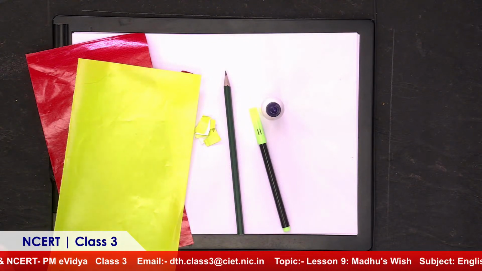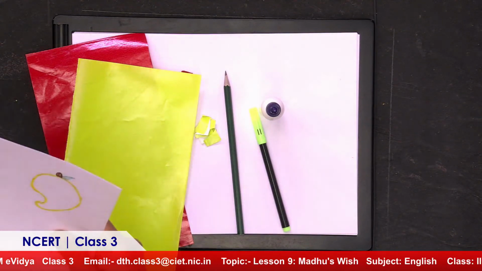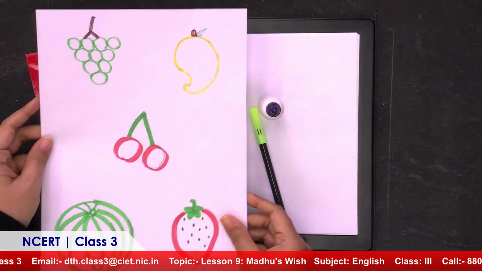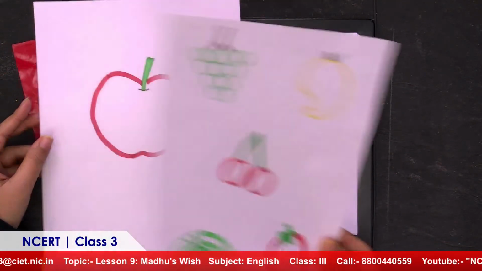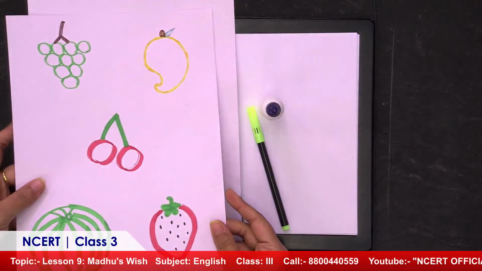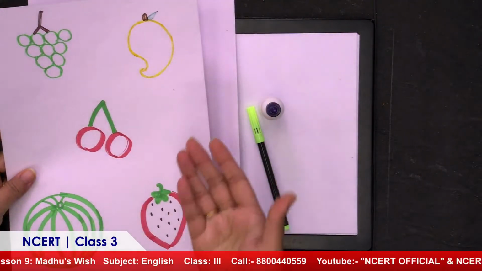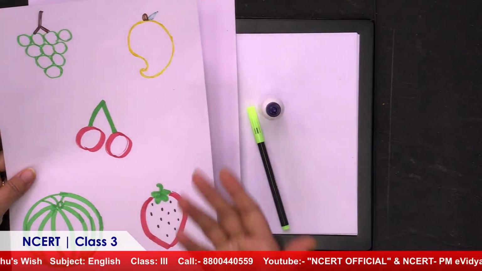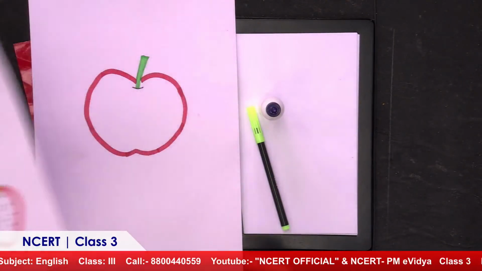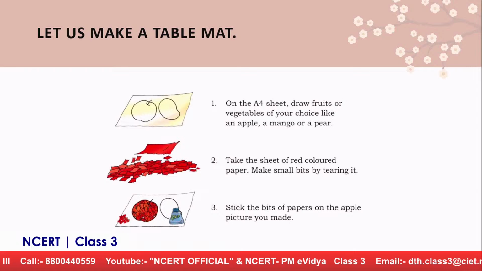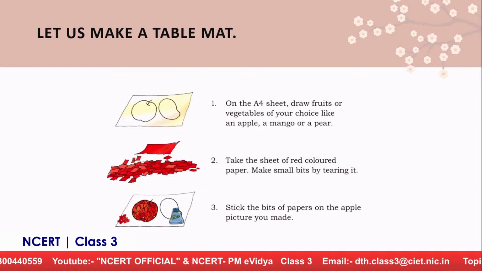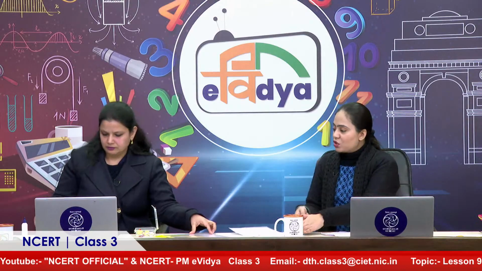What you have to do is, like I have done this one for the students, you can draw your favorite fruit, like I have drawn so many fruits here. You can see grapes and strawberries and cherry and melon and mango, all the fruits are here. Here's one apple as well. So if we can just quickly do this activity, let's have the glue.